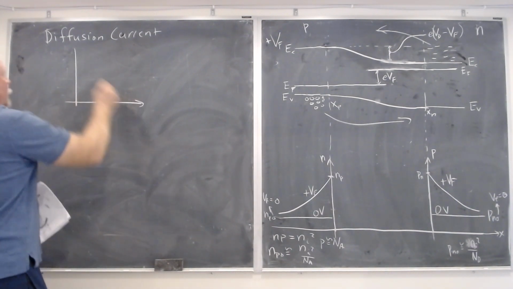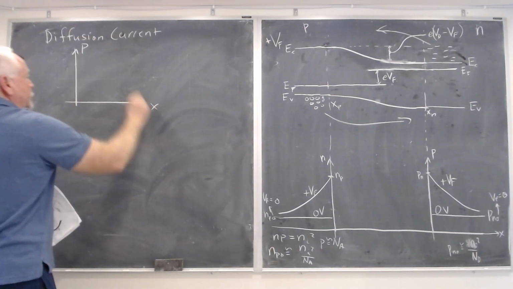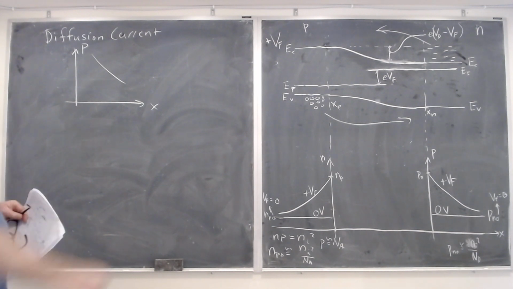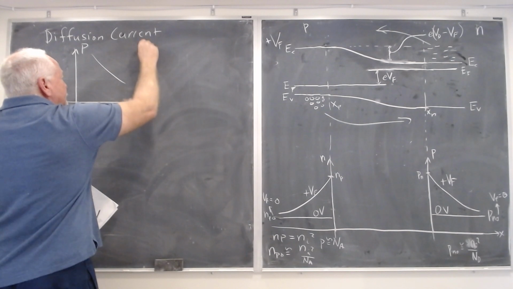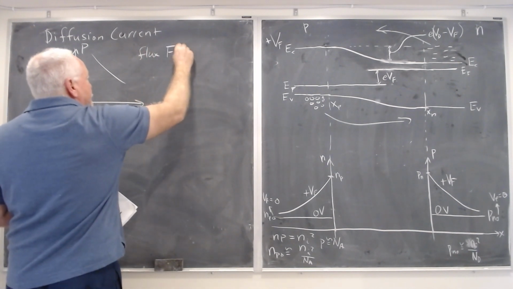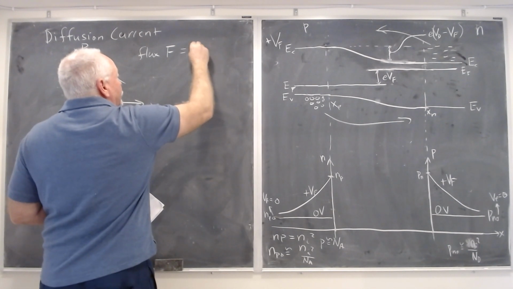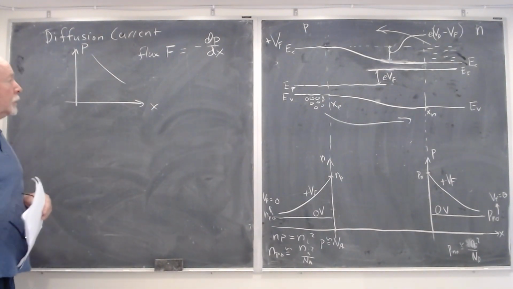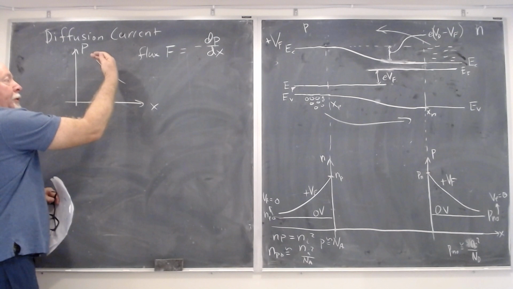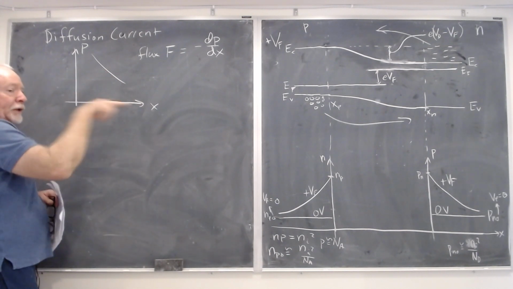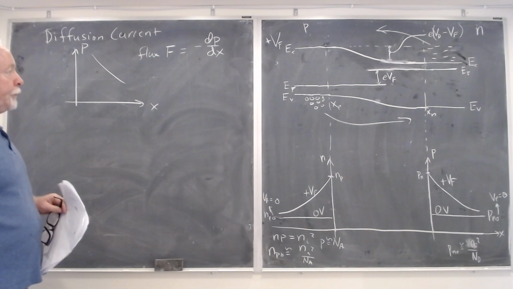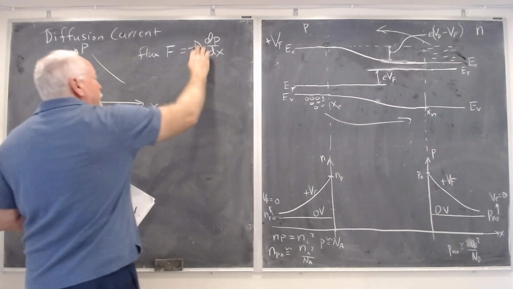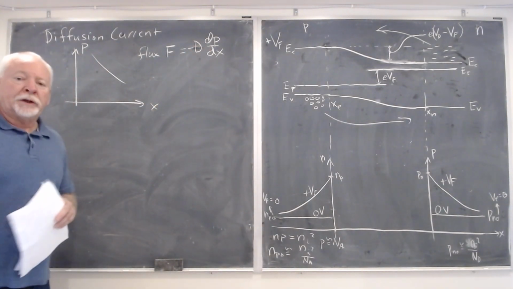Basically, let's stick with holes. If I have some gradient, some change in P with x, then there's what's going to be called a flux F of holes that's equal to negative dP/dx. Why the negative sign? Because if you think about it, the slope here is negative, but holes are definitely going to move in that direction because there's more here than there. And I left out something, times the diffusion coefficient, which for now you can just think of as a proportionality constant.